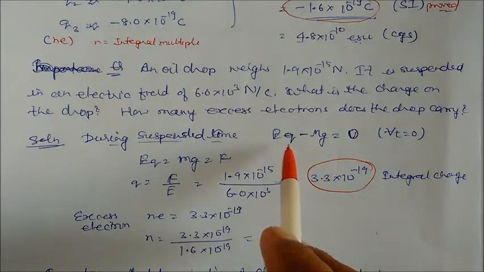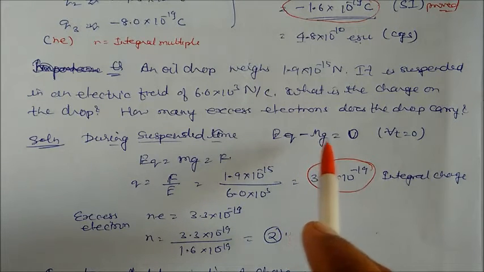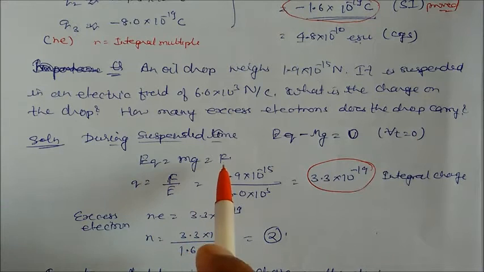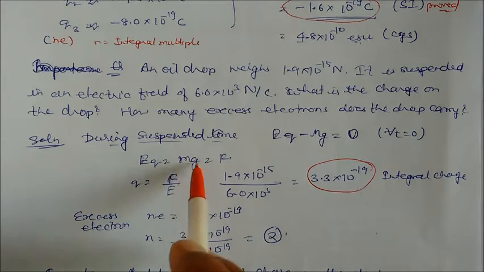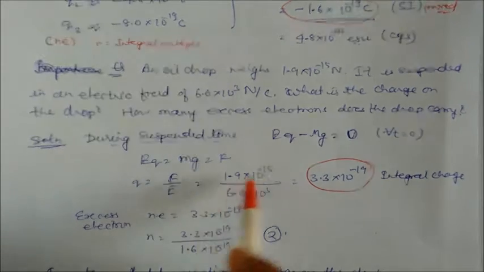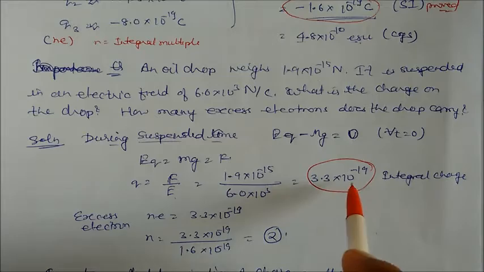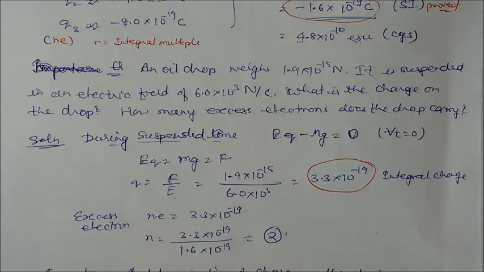The magnitude of the force due to the electric field is equal to mg. Because there is no velocity, qE equals mg, that is the force. So q is equal to force by E. Force is given here, E is given here, so we will solve this value. We are getting 3.3 into 10 power minus 19. So this is the value of the charge.